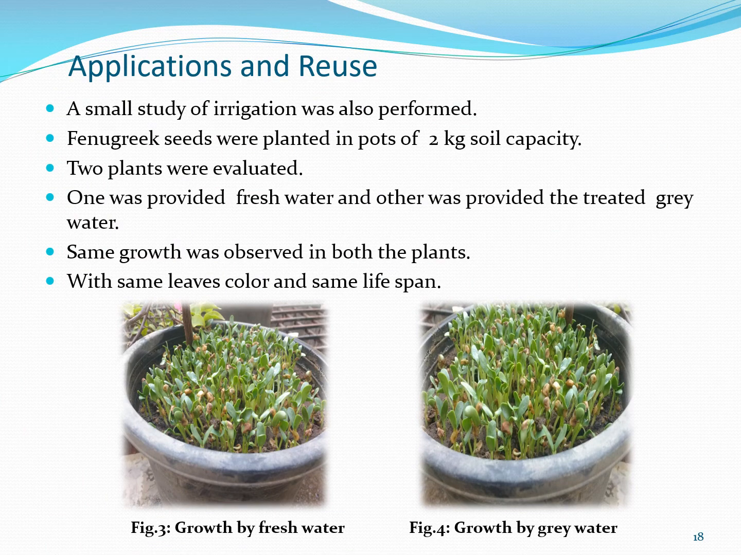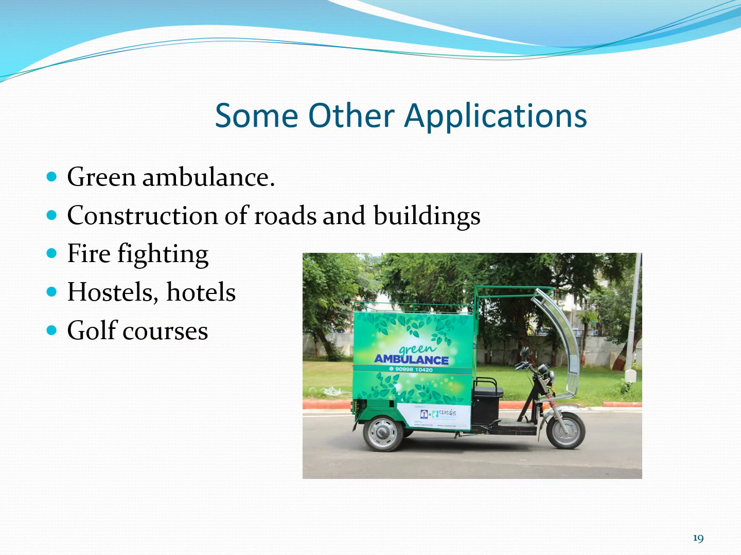Applications and reuse. A small study of irrigation was also performed. Fenugreek seeds were planted in pots of 2 kg soil capacity and two plants were evaluated. One was provided fresh water and the other was provided the treated grey water. Same growth was observed in both the plants, with the same leaf color and same lifespan. Some other applications of grey water are green ambulance, construction of roads and buildings, firefighting, hotels, and golf courses. We can use this grey water at these places.